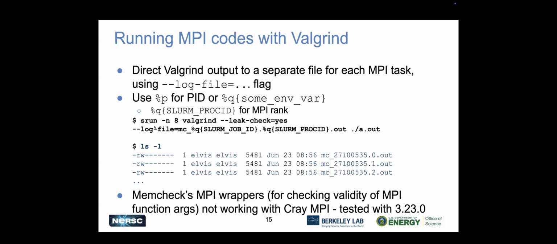So we can try this command: srun -n8 valgrind --leak-check=yes --log-file. This is the log file name. We use the Slurm job ID and the Slurm rank, and we run this MPI code. Then we have 8 output files here. And one minor note is that memcheck can wrap MPI functions so they can check the validity of MPI function arguments. But it looks like it is not working with the Cray MPI. If you want, you can test it with the 3.23 version of Valgrind.